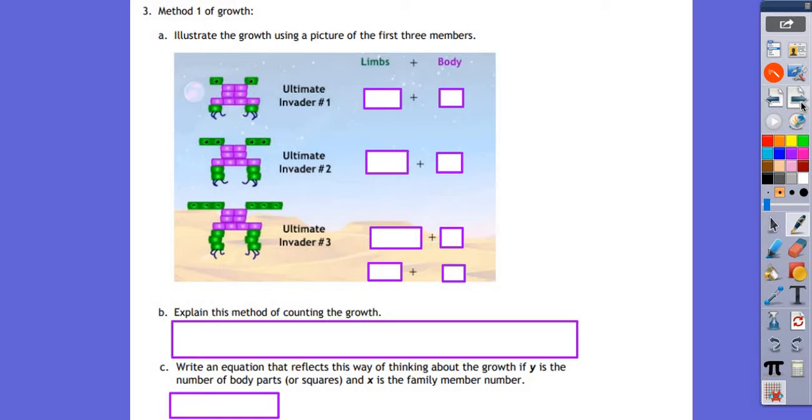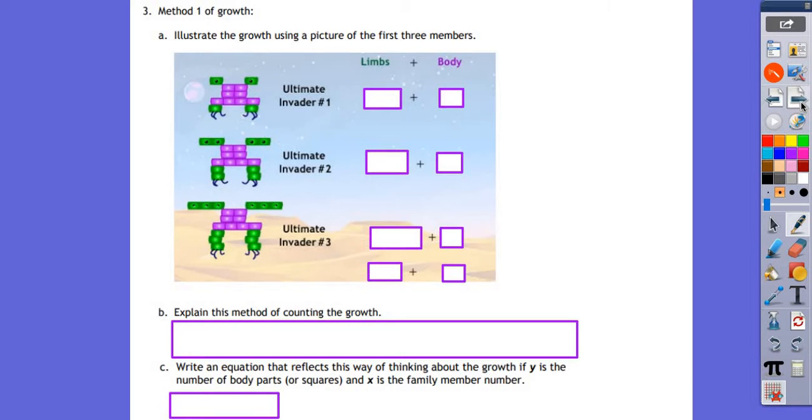Method 1 is kind of how we saw it. We saw a body plus the limbs. What are limbs? Legs and arms are limbs. Well, they're considering their eyeballs limbs, I guess. They kind of look like arms here.